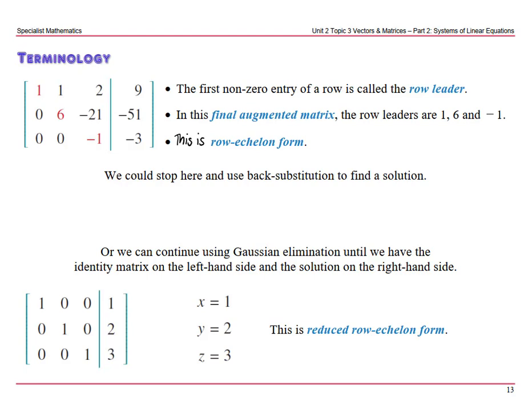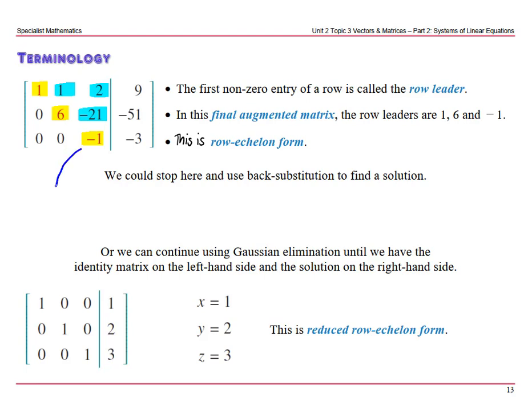Okay, let's look at some terminology. In this augmented matrix that I have here, the first non-zero entry of a row is called the row leader. So we have 1 in the first row, 6 in the second row, and -1 in the third row. So they're our row leaders. Now, this is known as row echelon form. You can see that at the top, we don't have zeros. Now, we can stop here and use back substitution to find a solution.